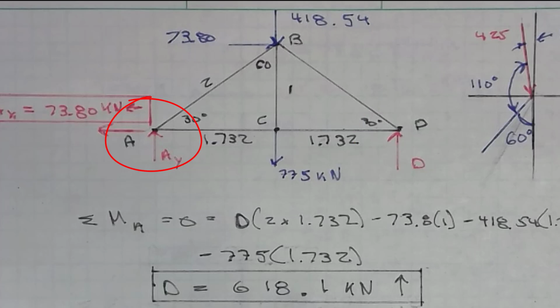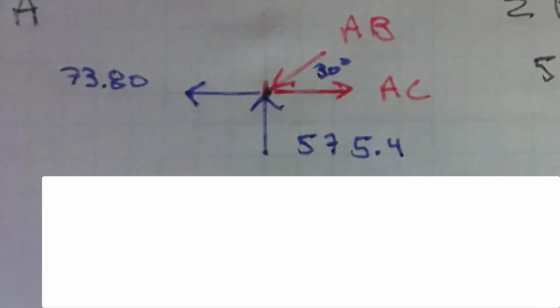Okay, and what we're going to do here is we're just going to sketch it out. Here I'm just using blue to represent the known forces. Those are reactionary forces, and we've got a 73.8 to the left and 575.4 straight up. And what we're going to do here is I draw on the lines representing force AB and BC, and then we have to do a direction.